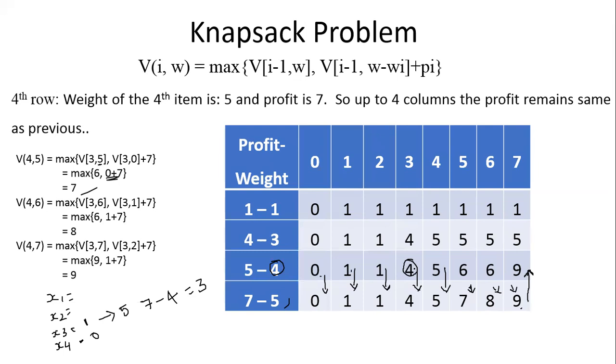Towards up, it will be checked where it ends. So towards up 4, it will end at the second row. It clearly indicates that the second item is placed in the knapsack, so the corresponding profit is added to this profit. Second item profit is 4, existing profit is 5. So 5 plus 4, we will get 9.